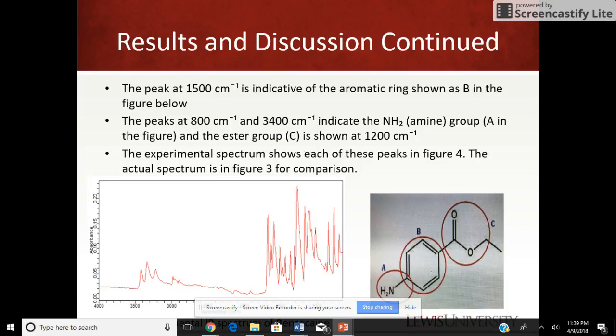In addition, around 800 inverse centimeters, you see another peak that indicates that same amine group. And then finally, the ester is indicated at approximately 1200 inverse centimeters. So I included a diagram that circled which functional group I was talking about to make it easier. A was the amine, B was the aromatic ring, and C was the ester.